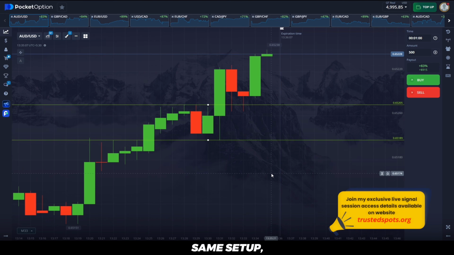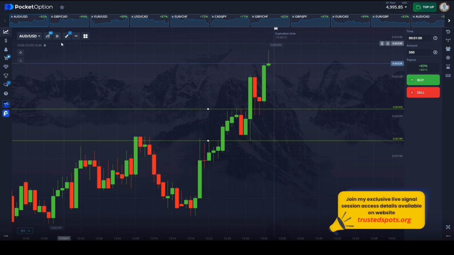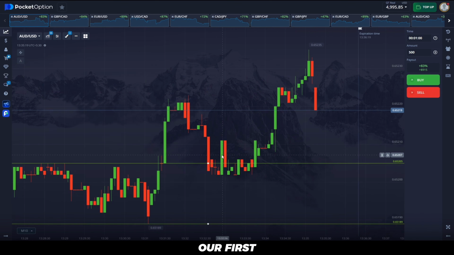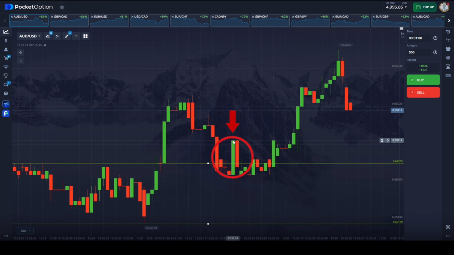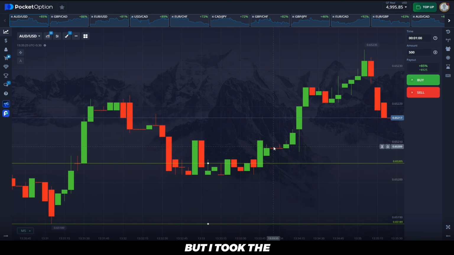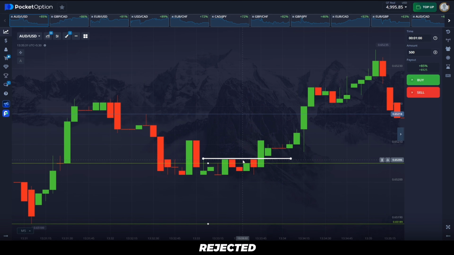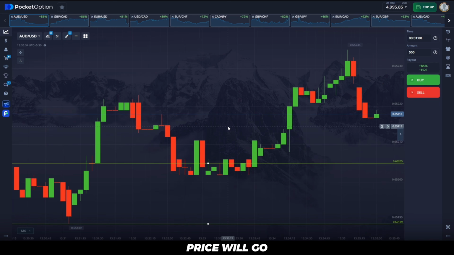So it's the same setup, same logic. Price goes for the liquidity, hits the stop losses and then reverses. Our first trade was here, which we lost because price took longer to reverse. But I took the second trade here because this candle also gave another break from the recently rejected level, confirming that price will go up.